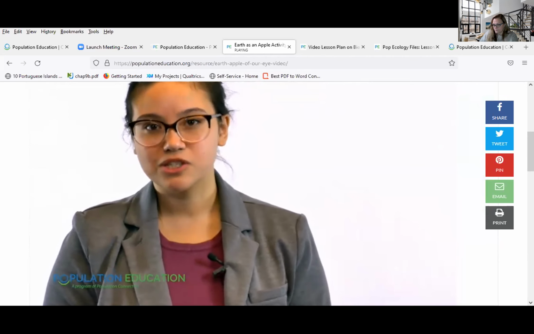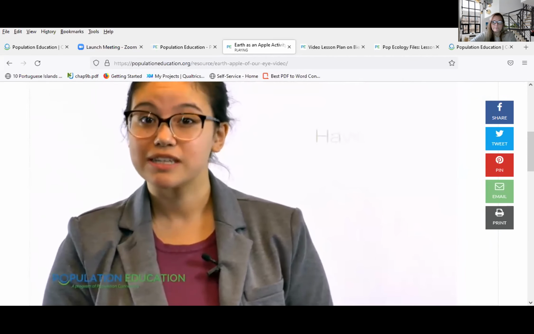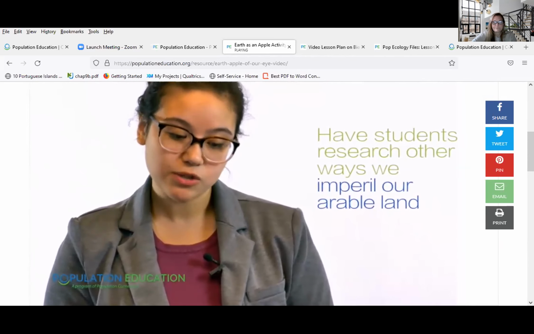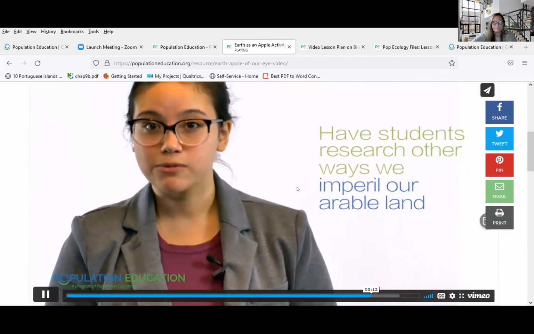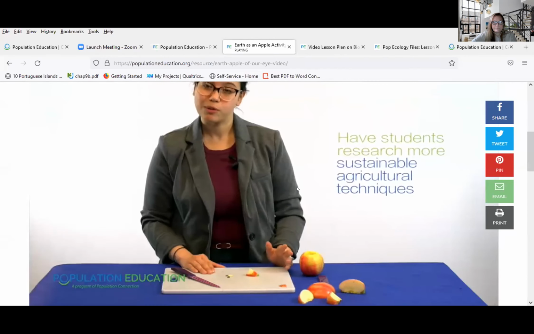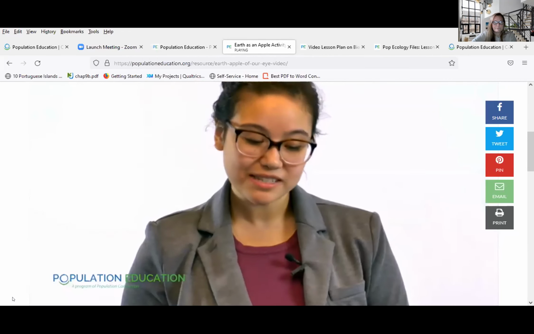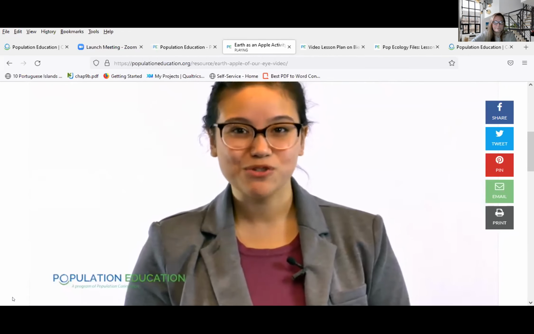Now that students have seen the demonstration, it's a good idea to have them engage in some problem-based research or extension activities. The problem-based research could be around other ways in which we imperil our resources. In addition, you can have them research ways in which we can improve our farming practices so they're more sustainable, including things like crop rotation. This is Earth, the apple of our eye. Thank you so much for watching.